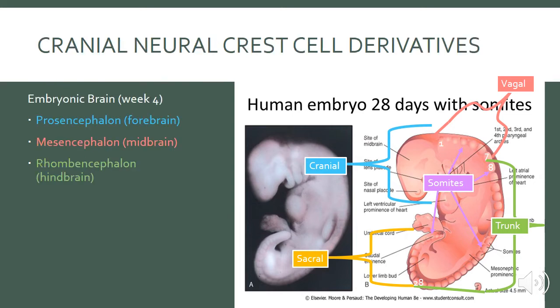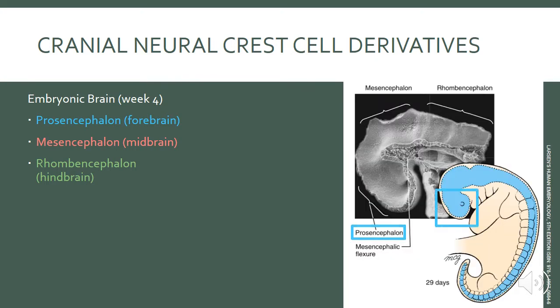Cranial neural crest cell derivatives. Now, with the brain, it's even further subdivided because we have sections of the brain at this point. The prosencephalon or forebrain, the mesencephalon or midbrain, and the rhombencephalon or hindbrain. And those are all shown here. Now, the future of neural crest cells does to some degree depend on which section of the brain they're derived from, although in reality, a lot of times they do work together.